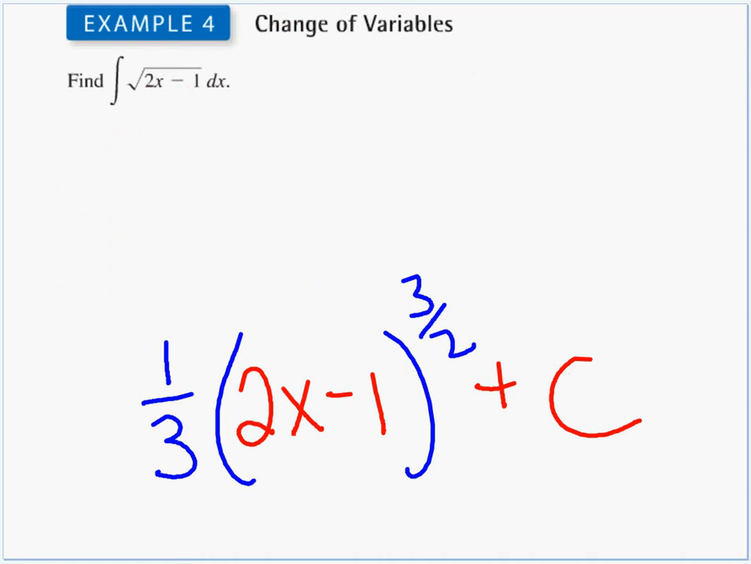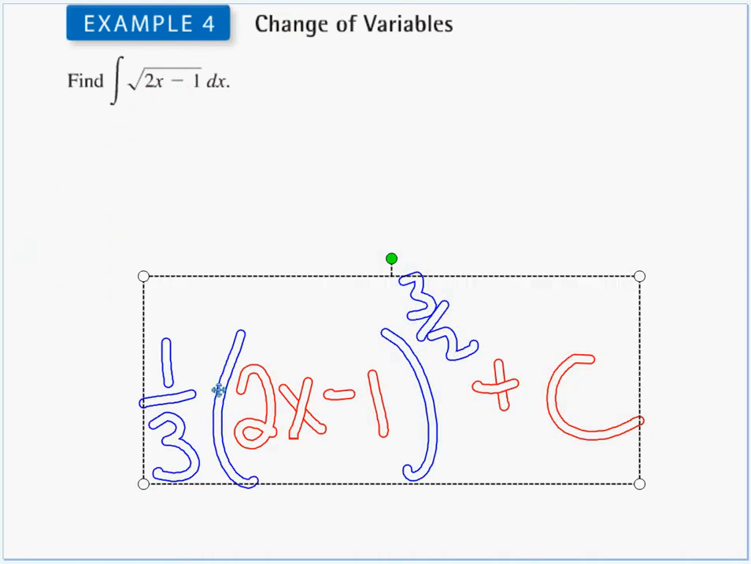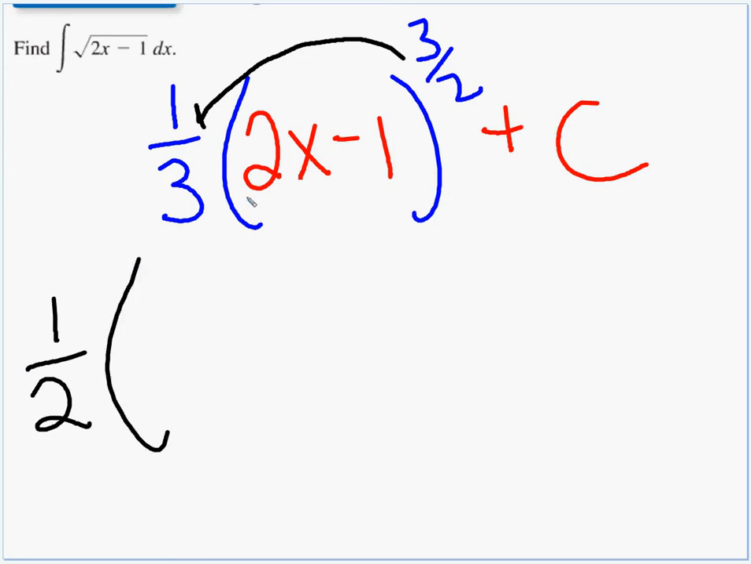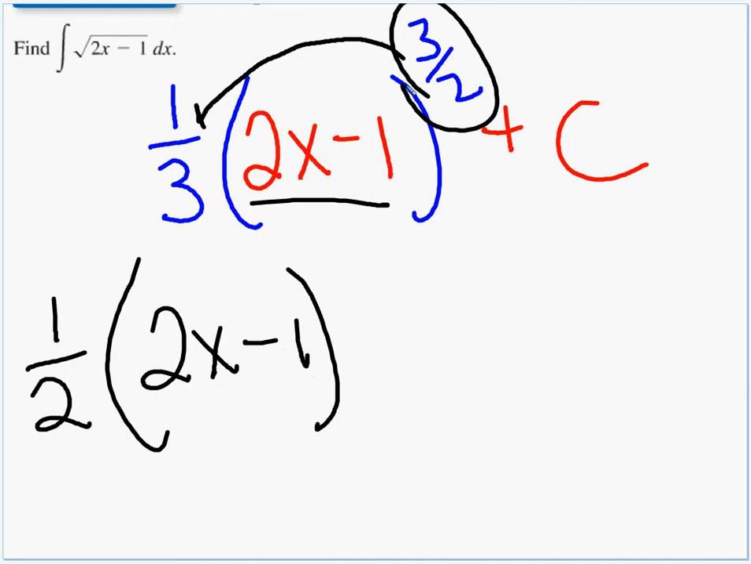check by differentiation. So if I was going to derive this, we would first bring down the exponent and multiply. 1 over 3 times 3 over 2 is 3 over 6, or 1/2. And then we have this quantity. Now to 1 power lower, 3/2 minus 2/2 is 1/2. And then the constant derives away to nothing.